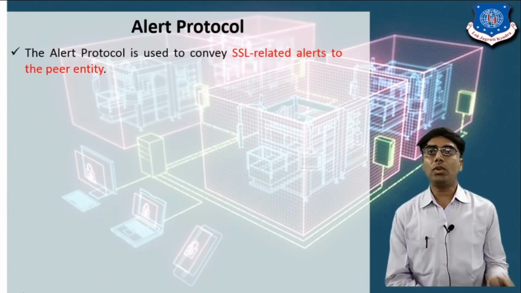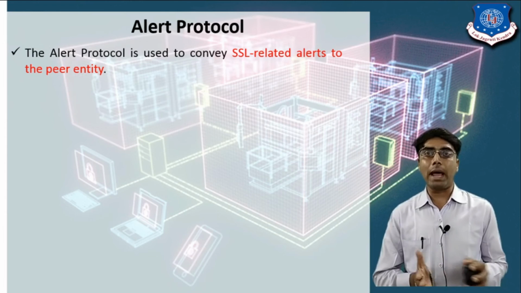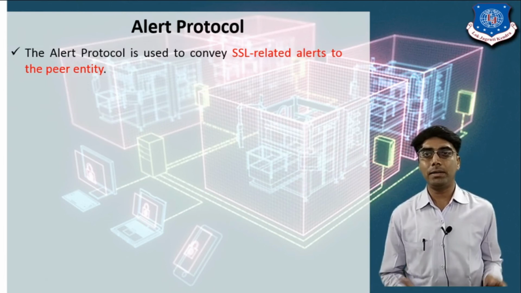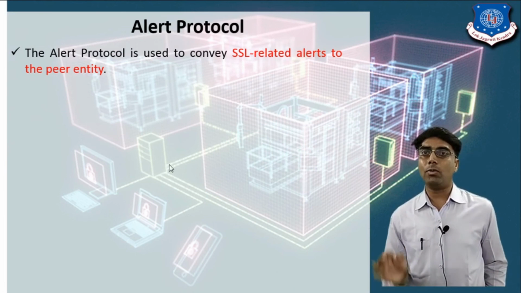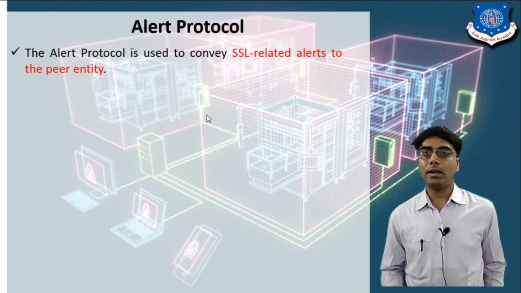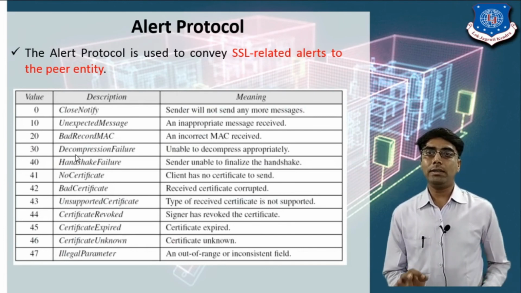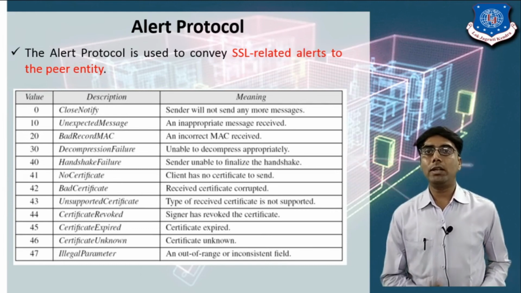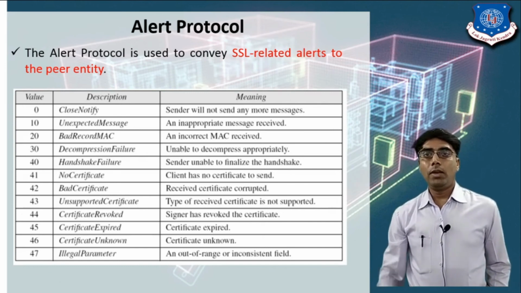Now the next protocol is called the alert protocol. The alert protocol is used to convey SSL related alerts to the peer entity. It means the peer entity is any user. It gives the alert while the SSL protocol is implemented. Each message is divided into two parts, level and alert.